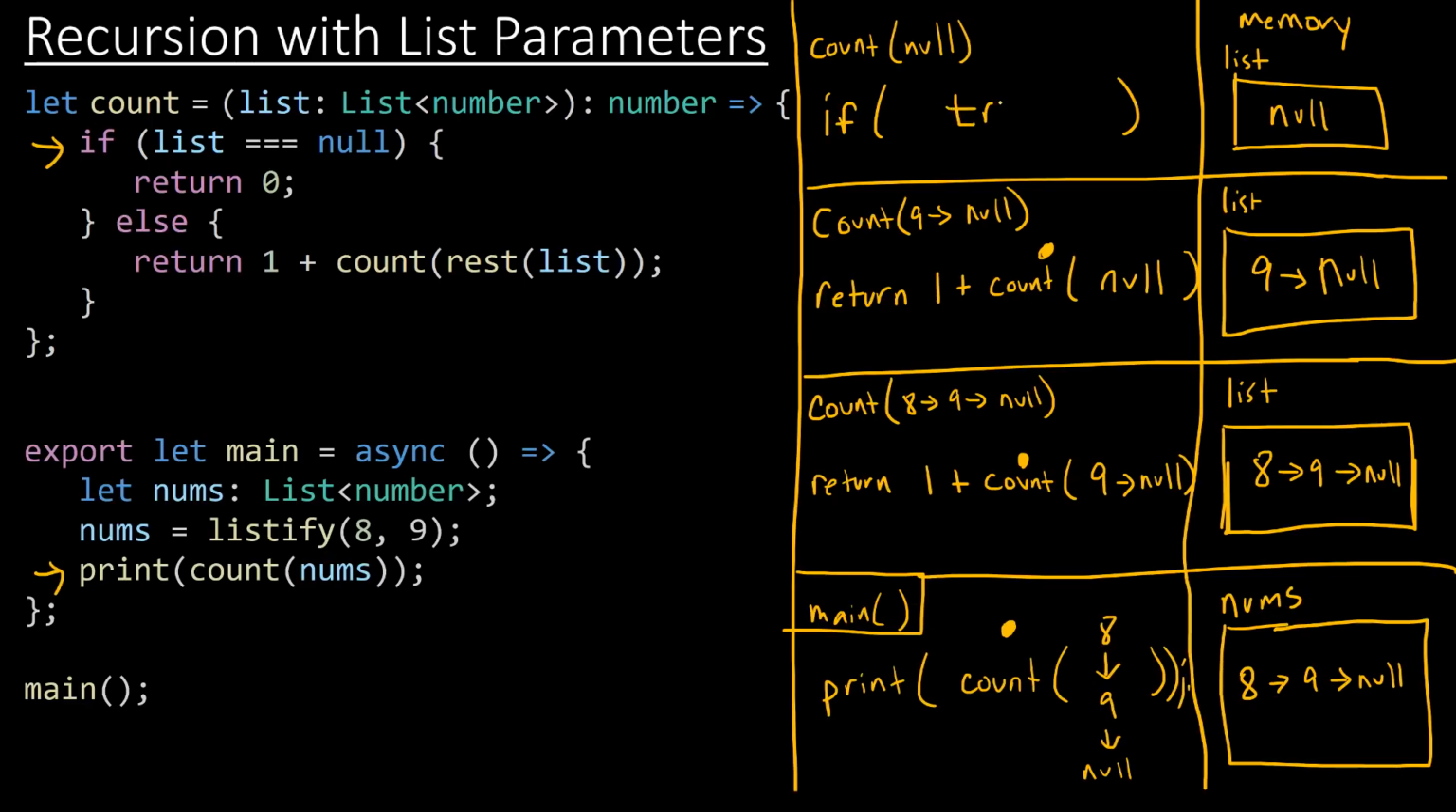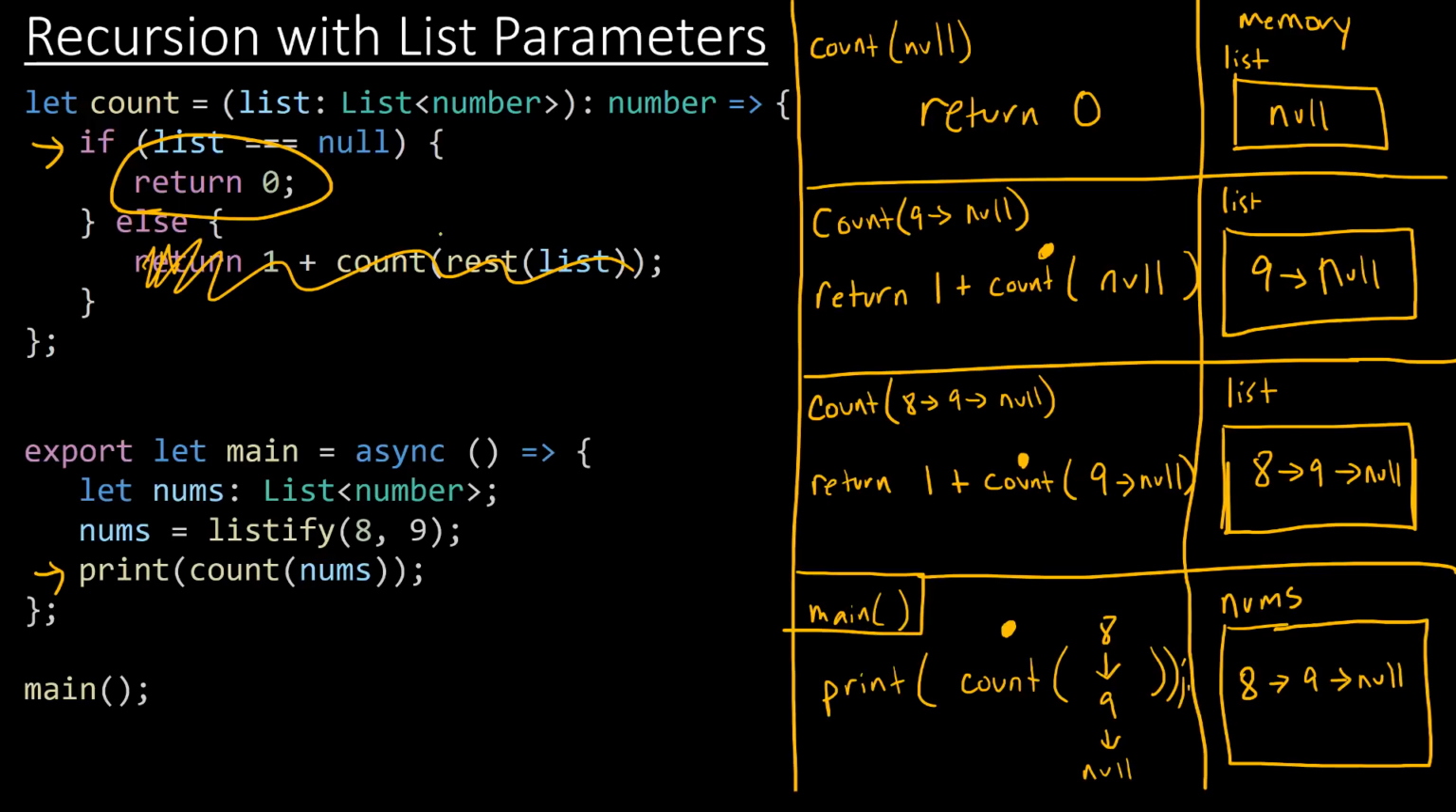And when we have an if-then statement where the expression is true, we are going to go to the then block. We're not going to do what's in the else block. So the very next line of code that we need to evaluate for count of null is return 0.